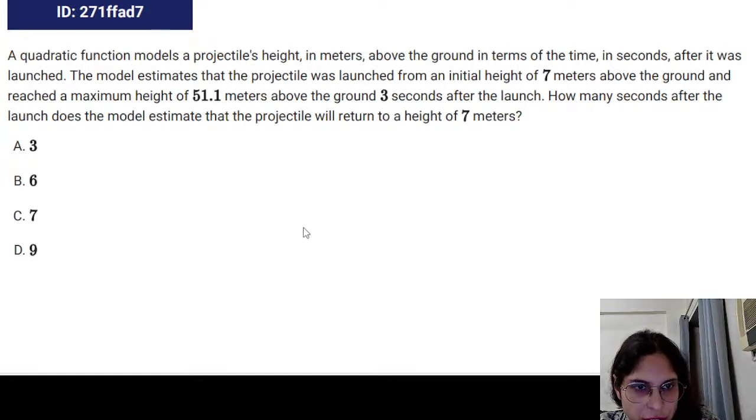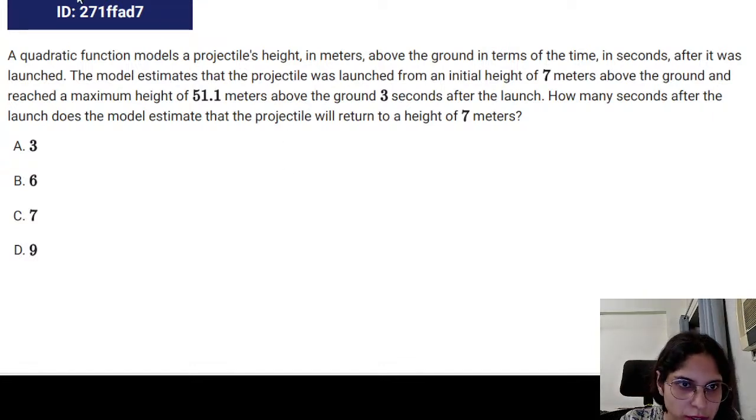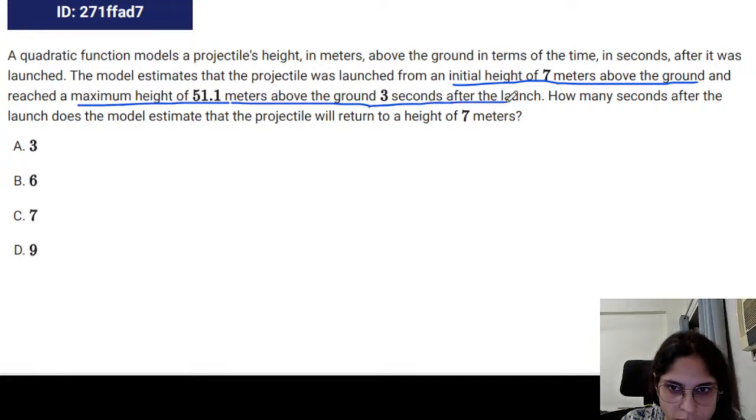A quadratic function models a projectile's height in meters above the ground in terms of time in seconds after it was launched. The model estimates the projectile was launched from an initial height of 7 meters above the ground and reached a maximum height of 51.1 meters above the ground 3 seconds after the launch. How many seconds after the launch does the model estimate the projectile will return to a height of 7 meters?